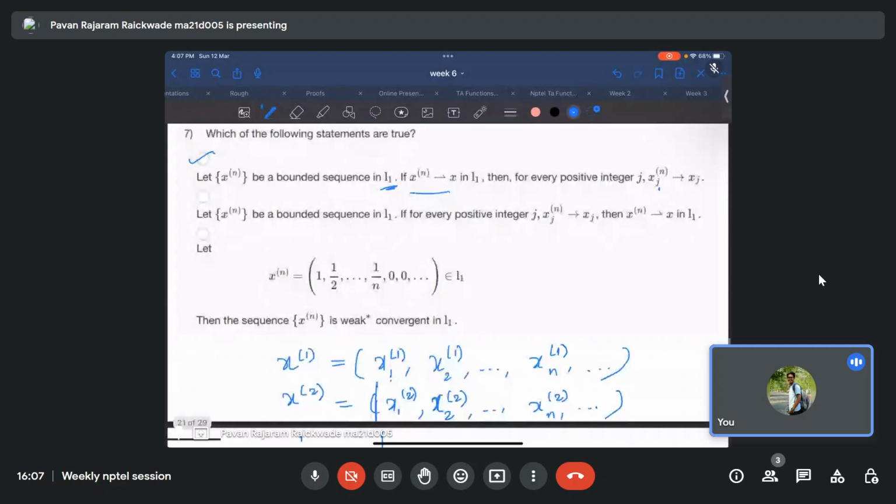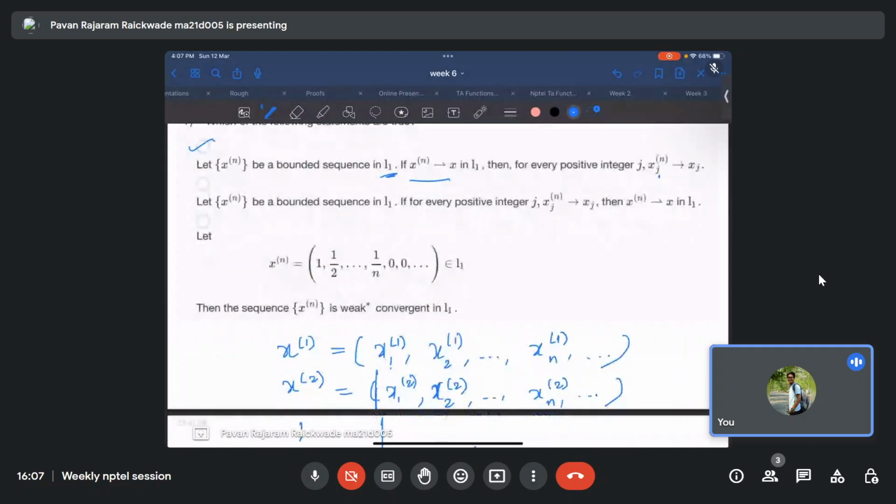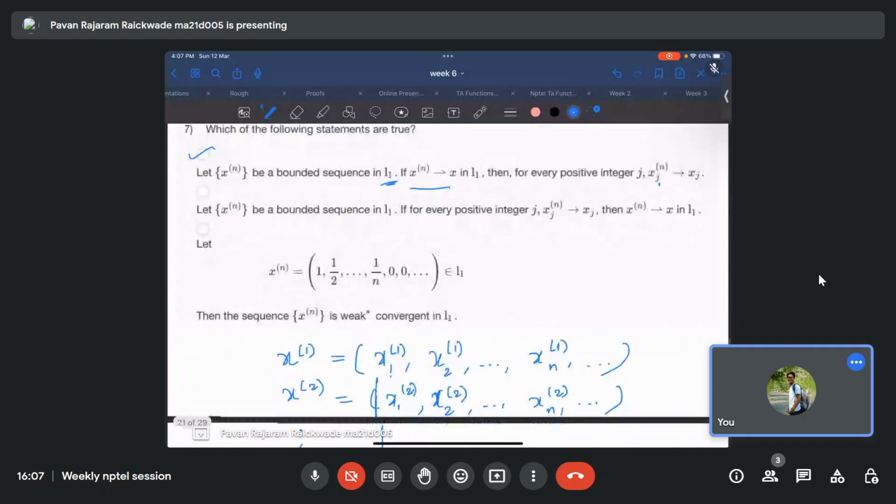The second one: let Xn be a bounded sequence in L1. Now, if the converse is happening, suppose that the component-wise sequence Xnj is converging to Xj for every j, then is it true that Xn converges to X weakly? This is not true.